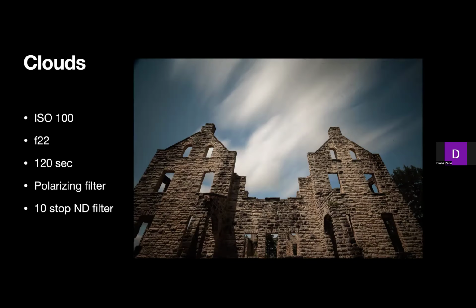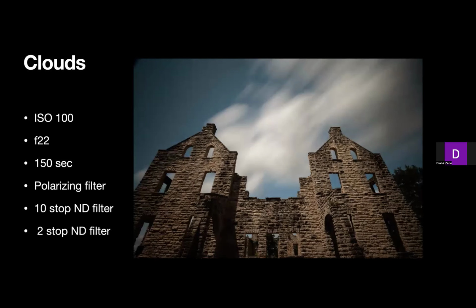This can really play a huge role in the composition of your photograph. Depending on which way they're going, you might want to compose it in such a way that it looks relevant to the picture. I did another one here. I added some more ND, so I did a 10-stop and a 2-stop, which added just a little bit more, which allowed me to get to 150. Right? Now, 150 is kind of getting into gray area, in my opinion.